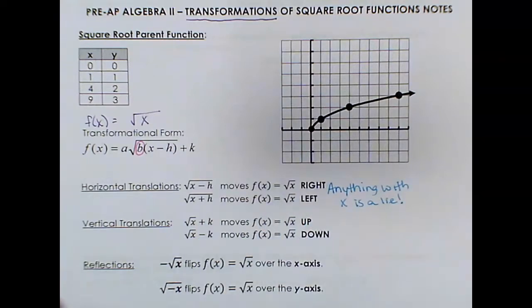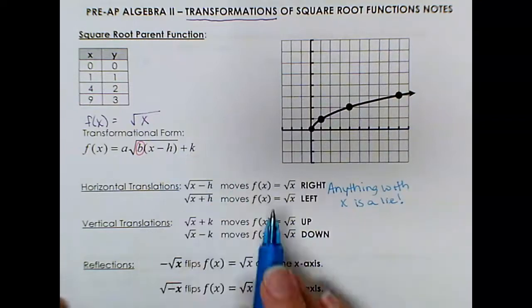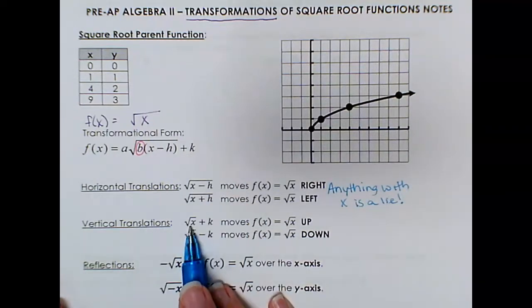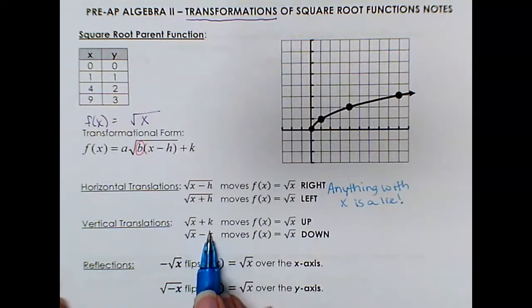If it says minus something, you shift to the right. If it says plus something, you shift to the left. The vertical translations come from this plus k on the outside. So if you have your square root of x plus a number, you move up. If you have minus a number, you move down. These are on the outside, so they're changing the y values vertically. We're moving up and down here.